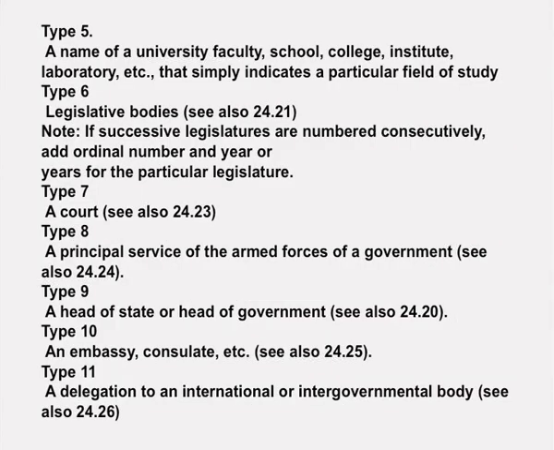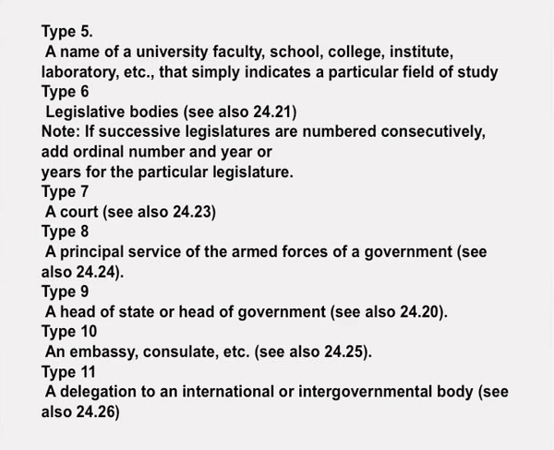Type 5 of subordinate body will include a name of a university, faculty, school, college, institute, or laboratory that simply indicates a particular field of study, like the biology laboratory. Now, biology laboratory does not indicate where it is located, to which place it belongs, or which university's biological laboratory it is. So, you have to name it after the Jamia Millia University, Department of Biology, biological laboratory, in an array of headings as the main entry.